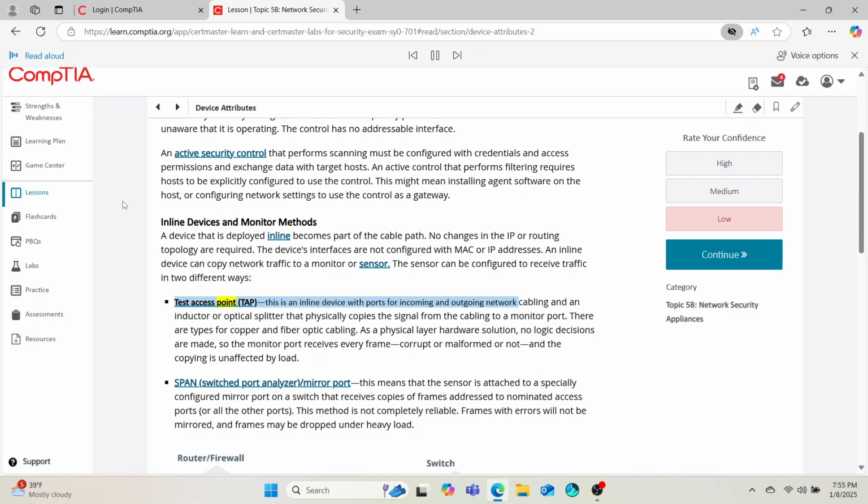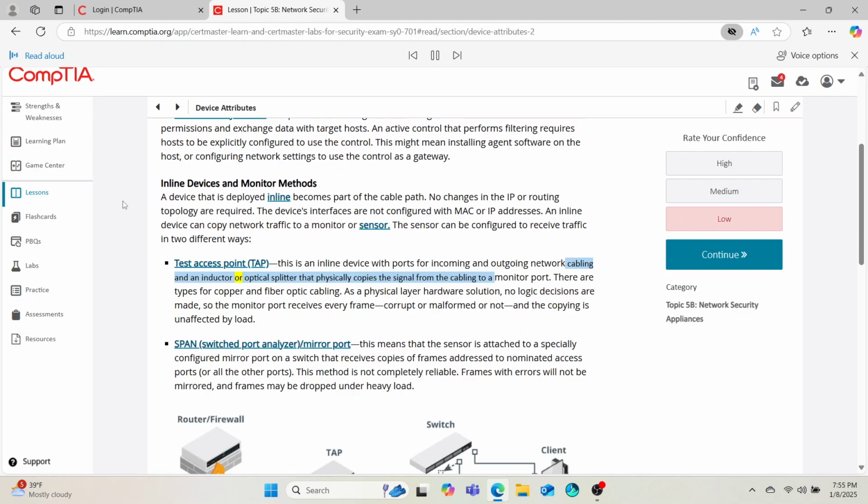Test Access Point, TAP. This is an inline device with ports for incoming and outgoing network cabling and an inductor or optical splitter that physically copies the signal from the cabling to a monitor port.